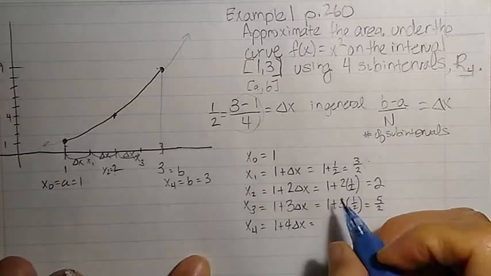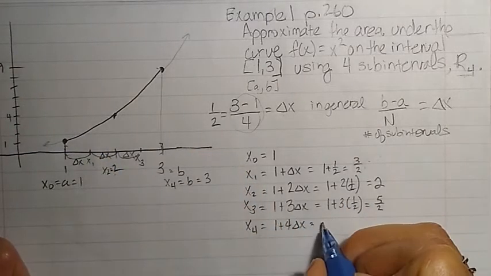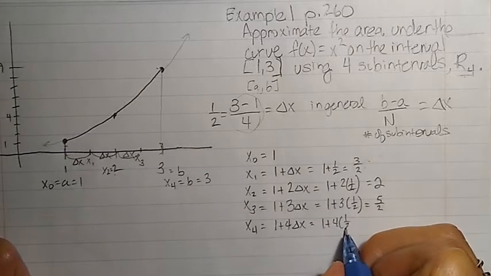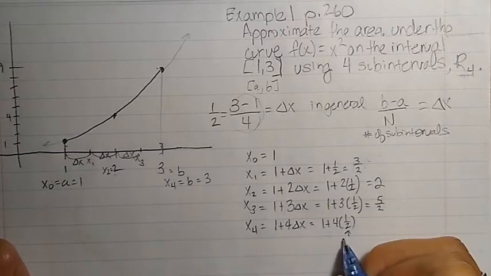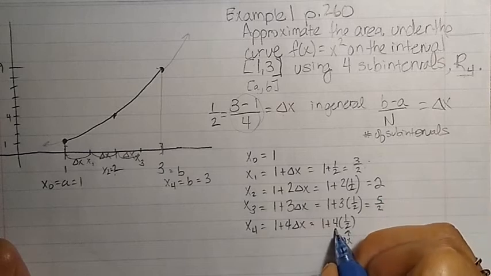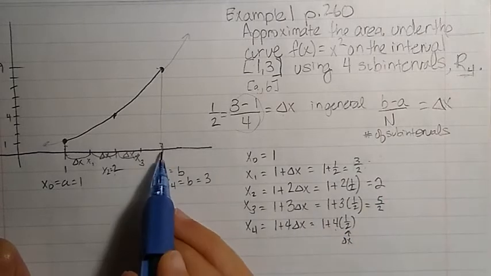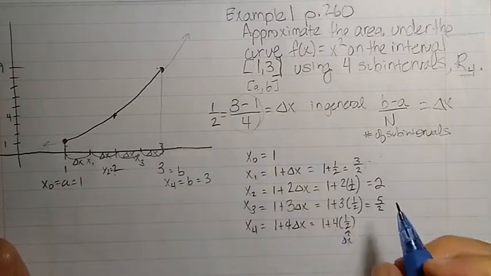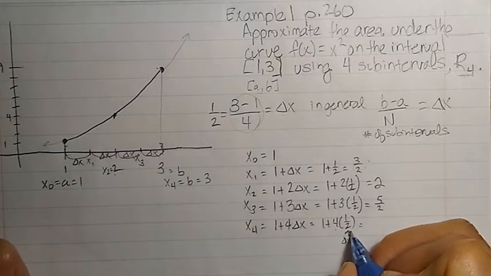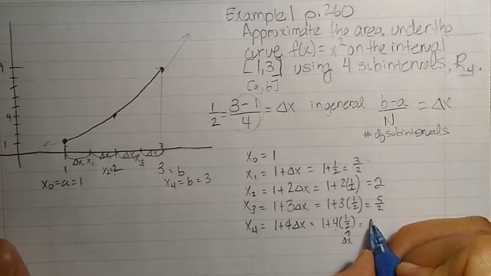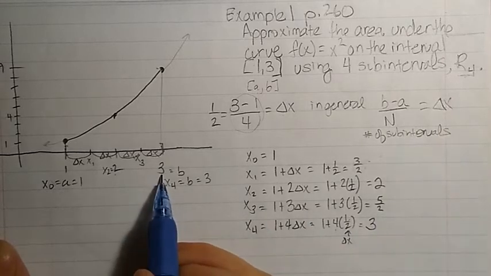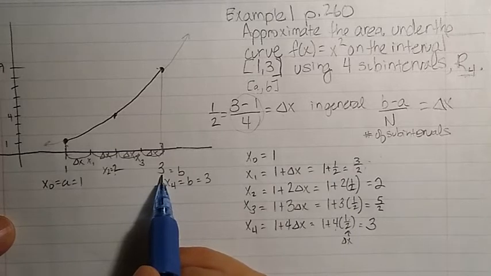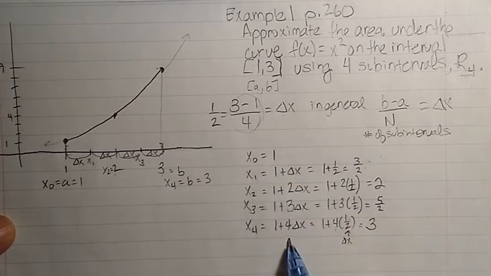That's to use right-hand endpoints, right? So that's 1 plus 4 times the length of our little subintervals. Remember, that's delta x. This is the number of them that we add to get to that last endpoint. Here's our last delta x that we're adding. And that's going to give us 2 plus 1, which is 3. Again, we knew that, but we're trying to figure out how to do this in general. All right, so now we've got all our endpoints.